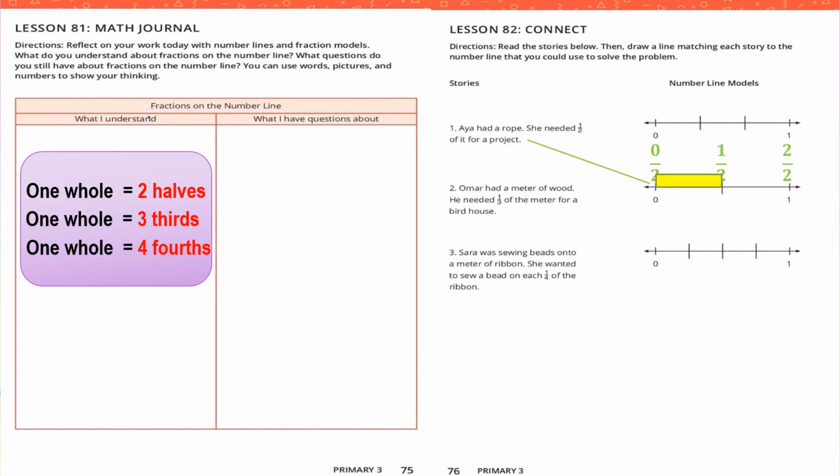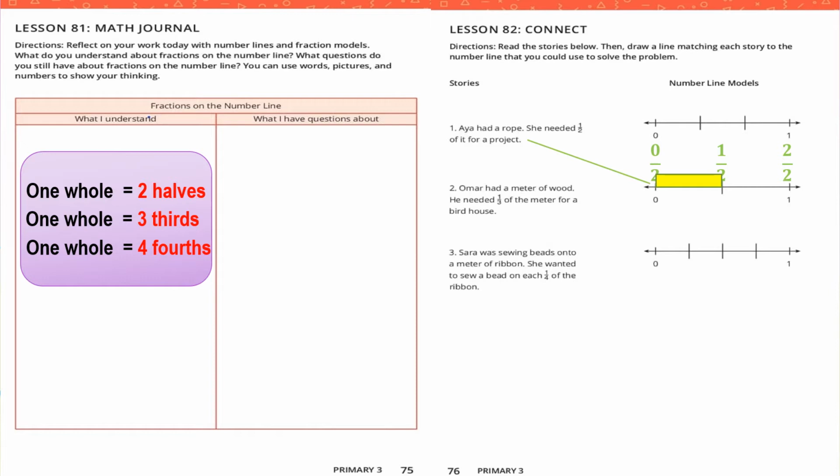Number 2, Omar had a meter of wood. He needed 1/3 of the meter for a bird house. Our fraction here is one third. Look at the denominator. The denominator here is what? It is 3. It means 3 equal parts.